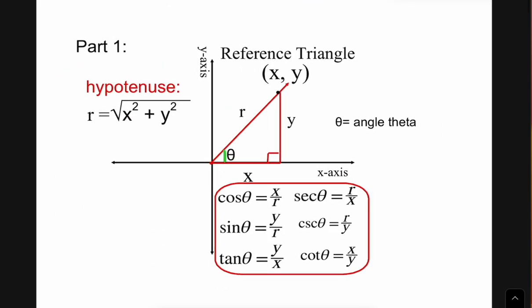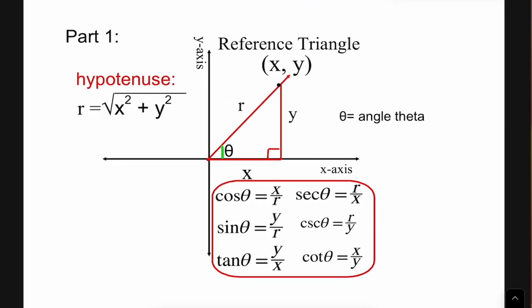So we call that triangle the reference triangle, okay? You'll notice the x is our adjacent, so that's why we see it in our cosine. I don't know why I didn't go in the order we normally do, sorry about that, but our cosine is x. Our tangent has an adjacent in it. It has an x in it.